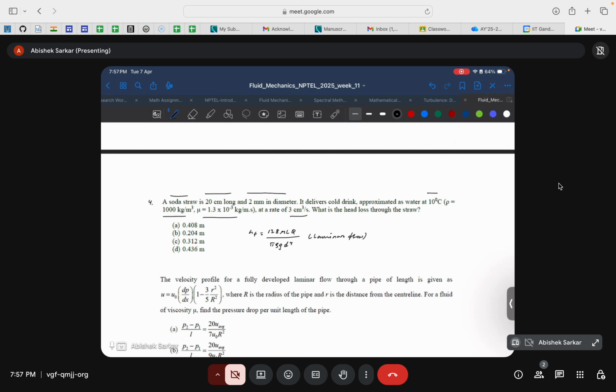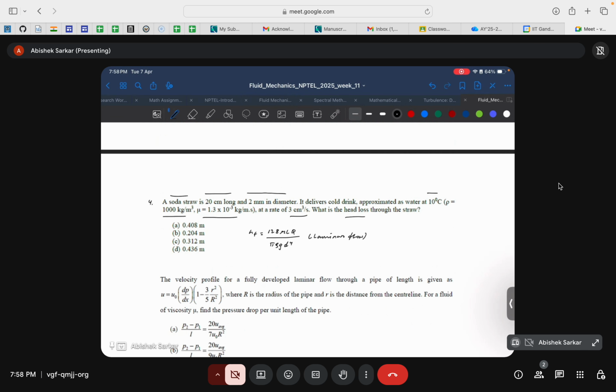If that's the case, then you can find the head loss asked here through this equation. So first find whether the flow is laminar or not, and if it is laminar, substitute the value of mu, which is given. L is given, that is 20 centimeter. Q is given as 3 centimeter cube per second. Pi you already know, rho and g you know, and D you also know. Just substitute all these parameters in this equation and you will get the value of HF.